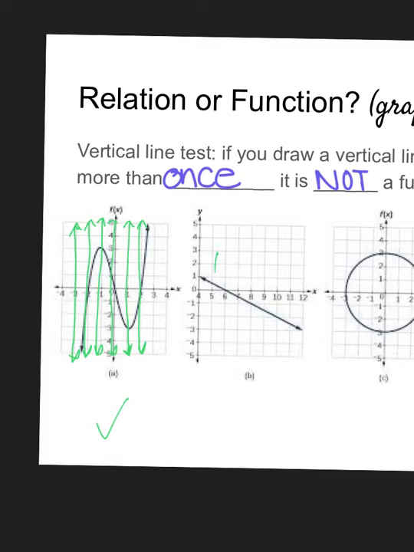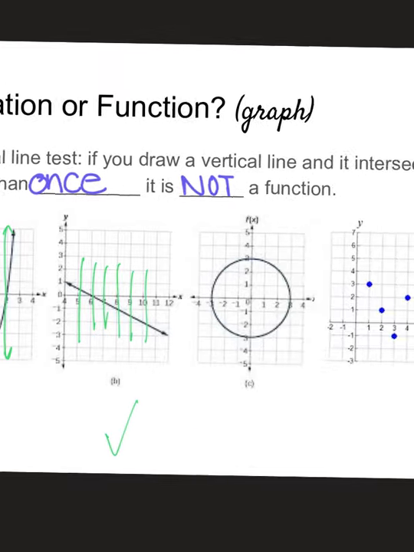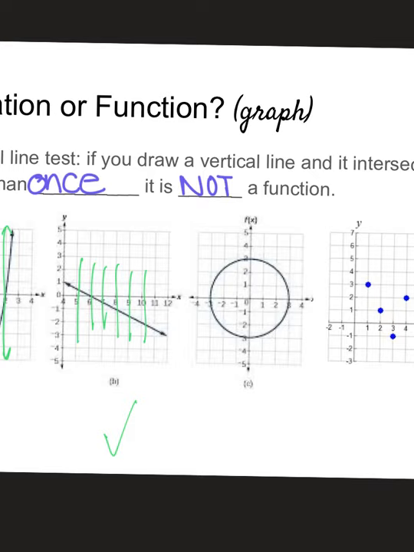Same thing here. You can already tell that when we draw our vertical lines, it's not going to run into that graph more than once. That's a function. But then we look over here at this circle, and we can see, look, it hits that graph twice, here and here. That is not a function. And that just means that remember, this is y, and this is x. We have two x coordinates that are at 2. So that's not a function. It hits it more than one time.